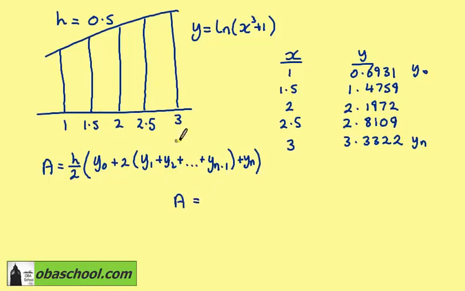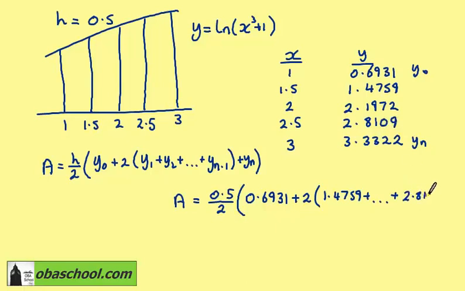Substituting in, h is 0.5, so we get 0.5 over 2, open bracket, the first y, 0.6931, added to twice, open bracket, we need all of the middle ones, 1.4759, up to the 2.8109, close bracket, and then the final y on its own, 3.3322.